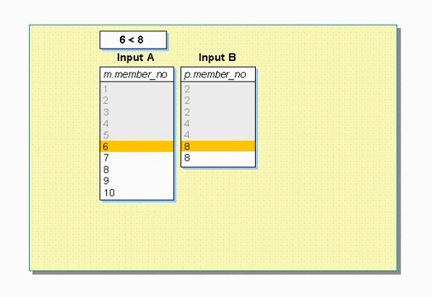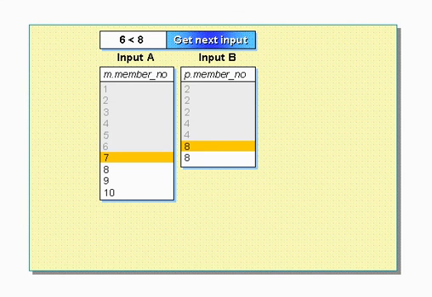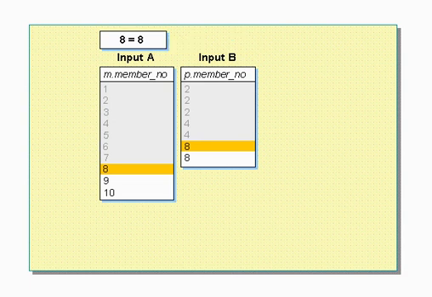As you can see, the query optimizer continues down input A, comparing the next key value to input value 8 and discarding the lower value. The query optimizer continues with this process until it finds input values that match. Because 8 is equal to 8, the query optimizer returns the rows. The next input value in input A is 9.